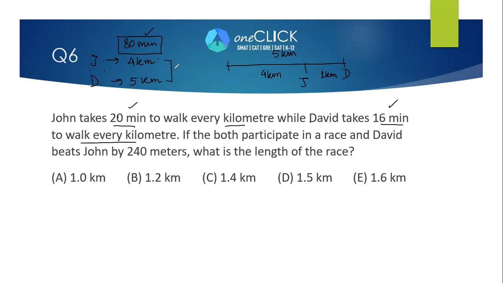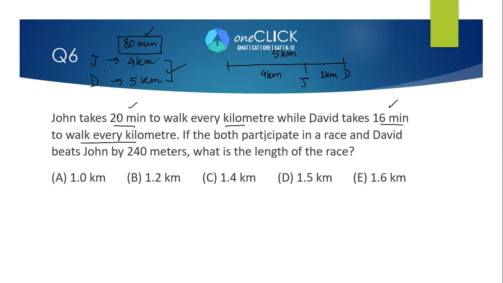What this basically means, 4 and 5, is that if this was a 5 kilometer trip, then David would have covered those 5 kilometers and John would have covered only 4. The gap between them would have been 1 kilometer. So this is the ratio 4, 5, and 1. It could easily have been 8, 10, and 2.